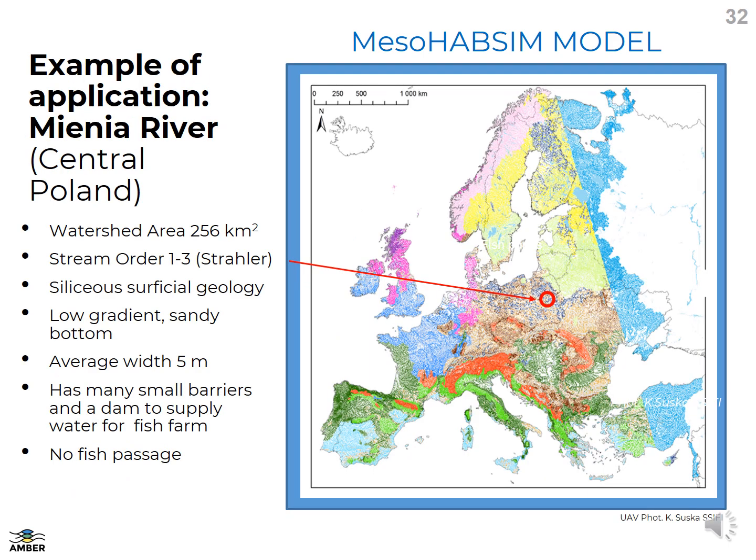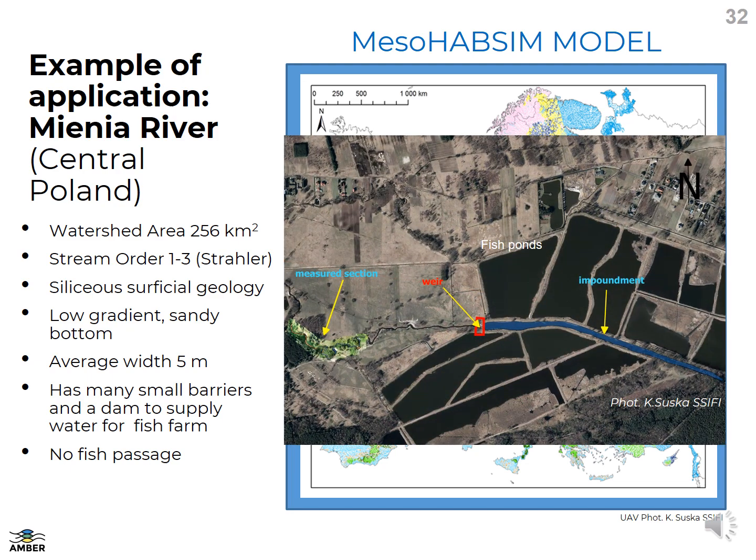Now we will demonstrate the application of the above concept using habitat data collected on the Mienia River in central Poland. This is a small lowland stream, a tributary of Świda River, which flows into Vistula River. In its lower section, Mienia River flows through a conservation area, but further upstream it underwent some modification with purpose of agricultural irrigation. It has therefore a number of small barriers which are no longer in use. The largest dam in the mid-course supplies water for fish farm. Here you see the location of the impoundment.